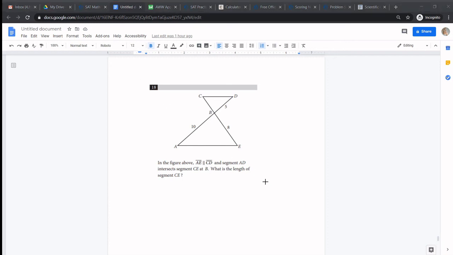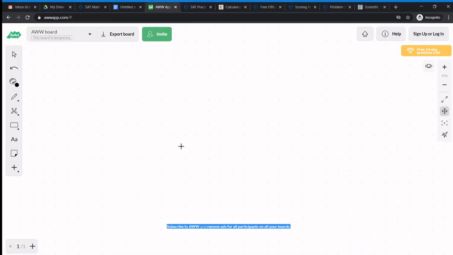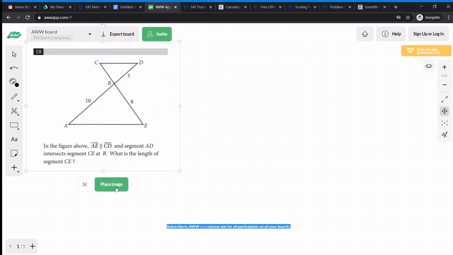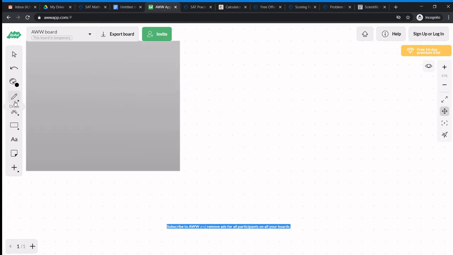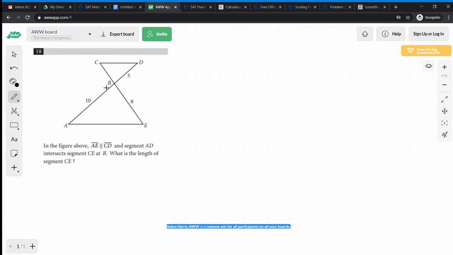Alright, so we see 2 triangles already. It's probably going to be a similar triangle problem. 2 triangles and vertical angles. Just like the last problem, vertical angles. This pattern appears a lot. When you see 2 triangles like this, there are always vertical angles right here.